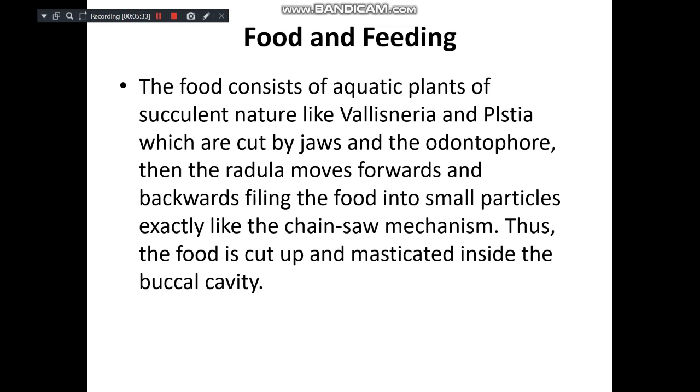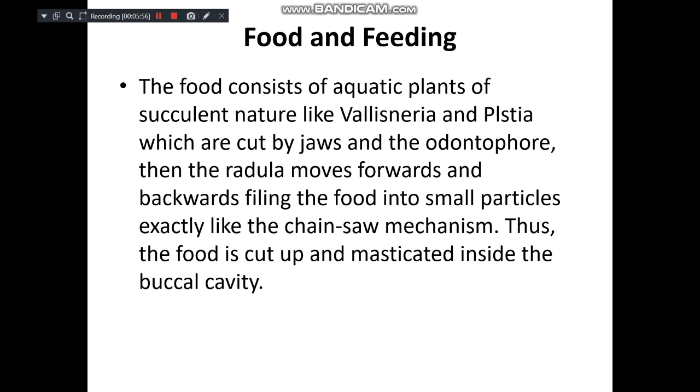It mainly feeds on aquatic plants that are succulent in nature, full of water, like Vallisneria and Pistia. They can be cut by the jaws, because the tongue is a rasping organ, cut by the jaws and odontophores.